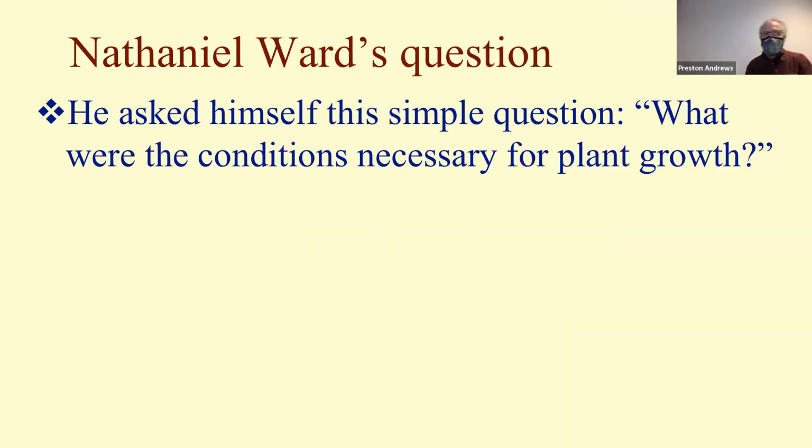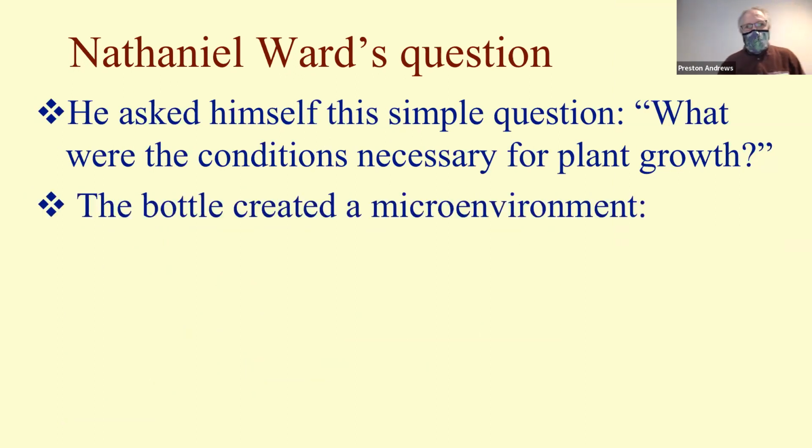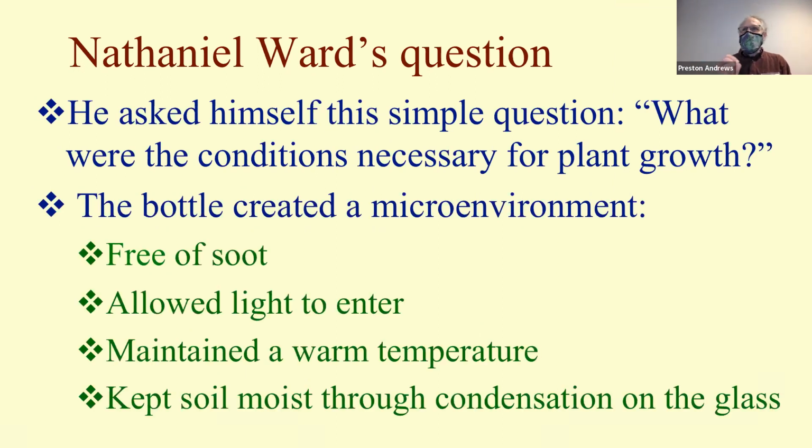He asked himself this simple question: what were the conditions necessary for plant growth? The bottle created a microenvironment. He recognized that, and that microenvironment allowed the air to be free of the soot of the factories. It allowed light to enter, it maintained a warm temperature, and it was kept moist through condensation on the glass. He experimented with his home.